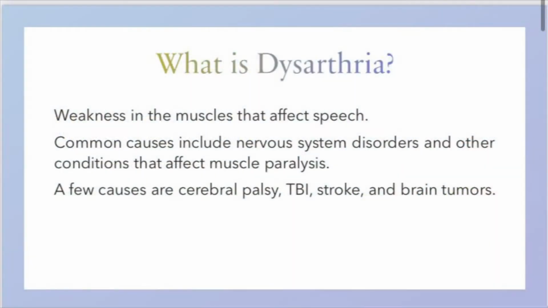What is dysarthria? It is weakness in the muscles that affect speech. Common causes include nervous system disorders and other conditions that affect muscle paralysis. A few causes are cerebral palsy, TBIs, strokes, and brain tumors.